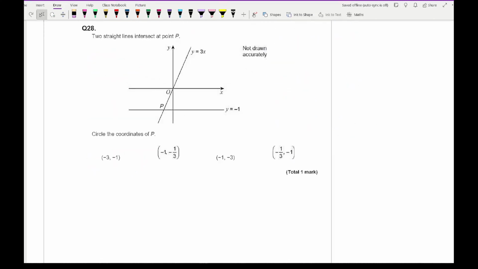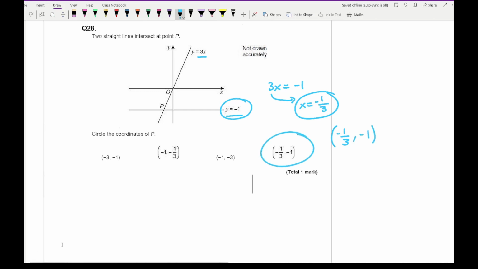Then moving on to a very similar question. So here you can see that I've got both equations again equal to y. So I've got 3x is equal to minus 1. So this is one equation, that's the other. So again, if I make x the subject, I take the 3 over. So that gives me x equals minus 1/3. So this is my x ordinate. This is my y ordinate. So I'm looking for a coordinate of minus 1/3 and minus 1, which is our fourth option.